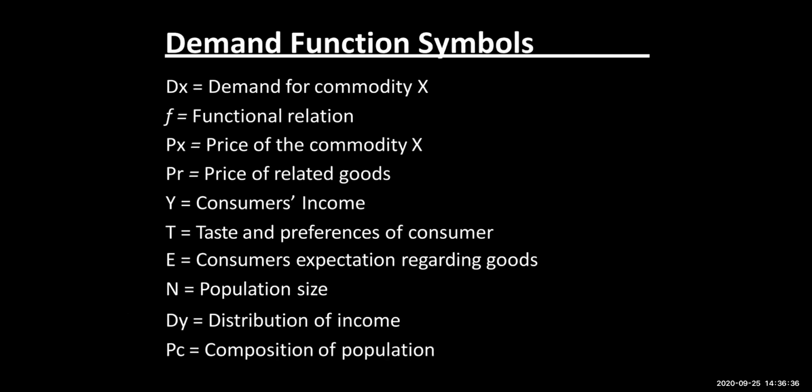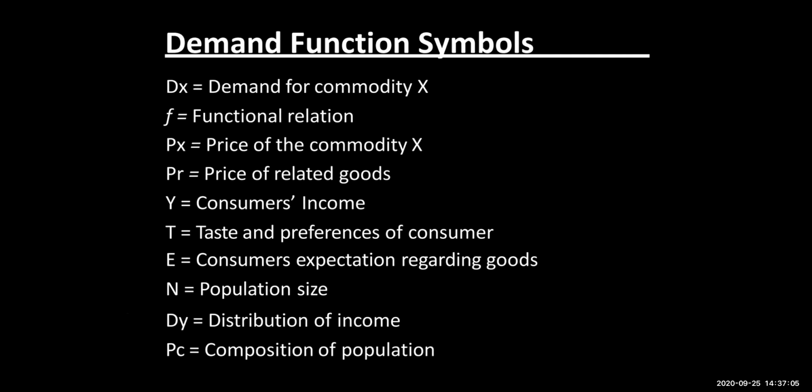So when we talk about demand function, we have demand for commodity X. F is the functional relation. We have price of commodity, that is Px. Price of related goods is represented with PR. Y is consumer income. T is taste and preference of the consumer, because taste and preference of the consumer keeps on changing. So accordingly, the demand for the product will also change.